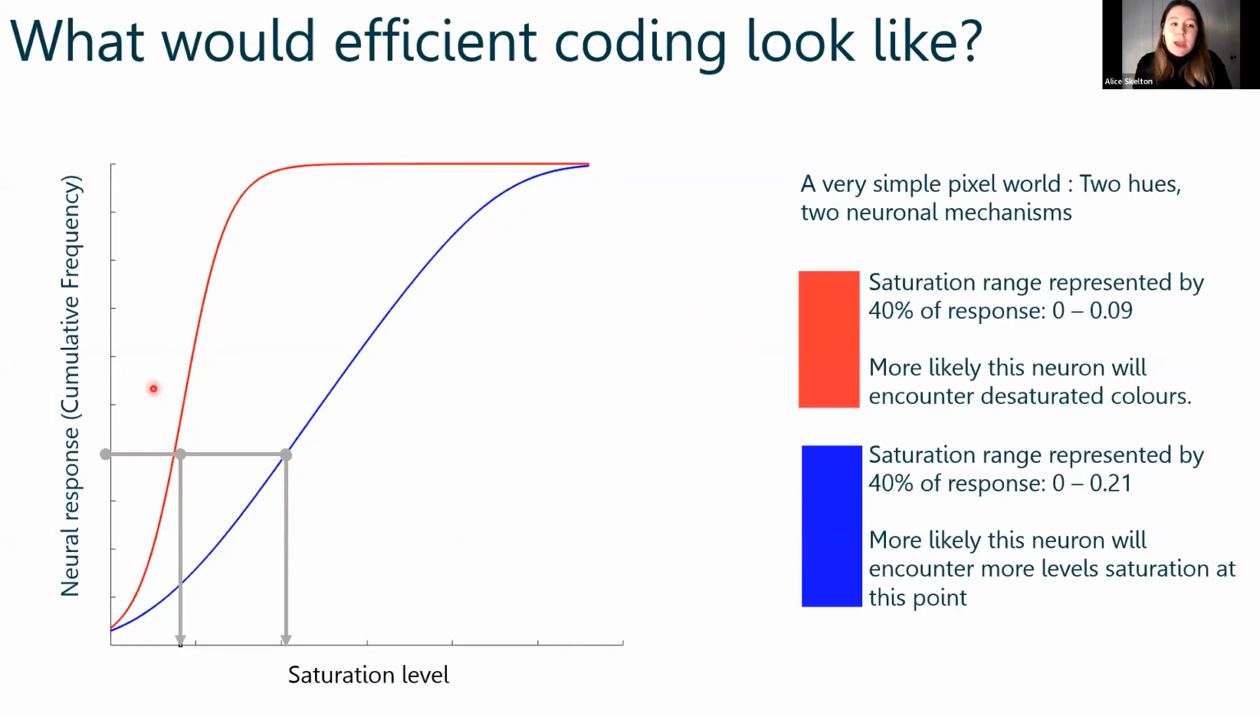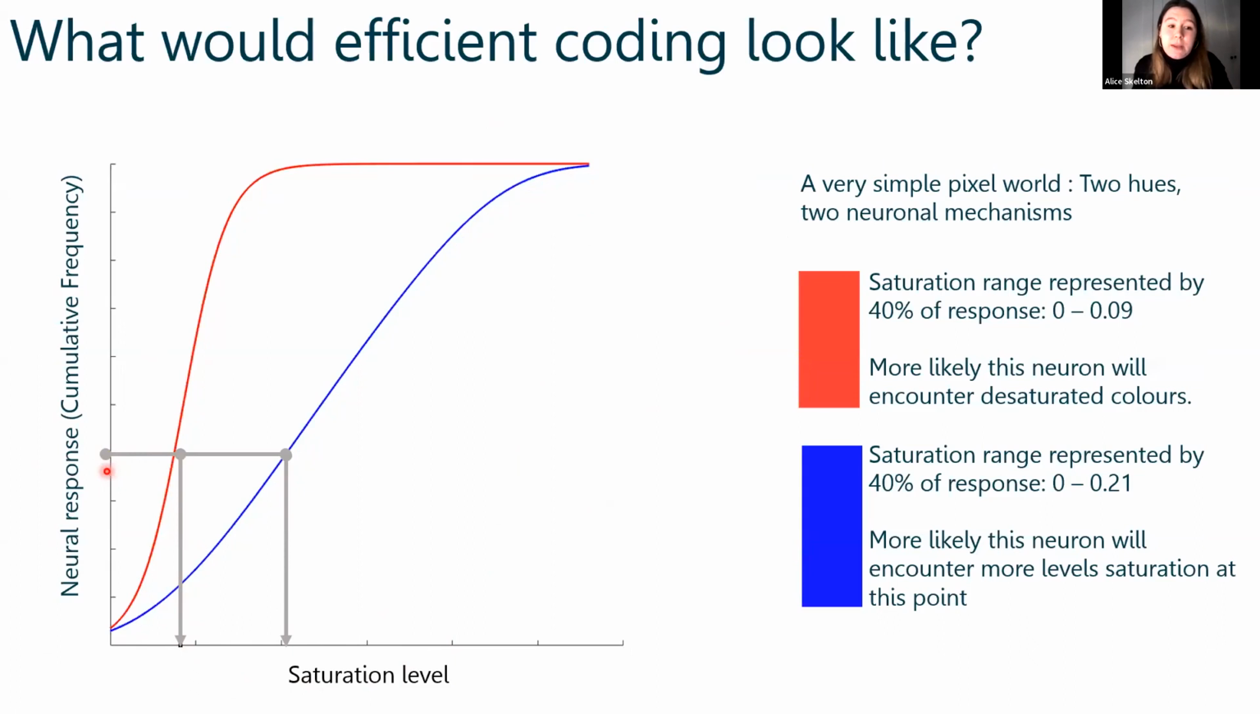So how would we expect our visual system to represent this? Well, if we take a single level of neural response, so this is 0.4 on this axis, or 40%, we can, just like we would with a psychometric threshold, read off how saturated the world is at that point once we've accounted for a particular proportion of pixels or a particular level of neural response.